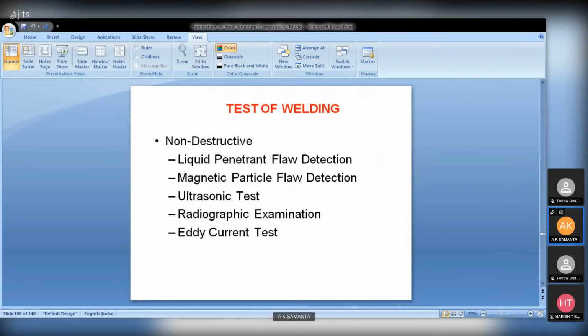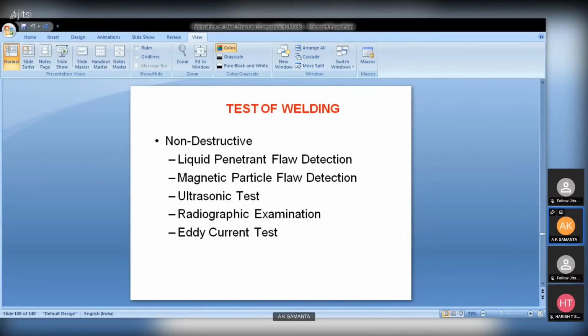Then we are coming to non-destructive test. Exactly in practice, first we will carry out non-destructive test, then we will carry out destructive test. But somehow in my presentation, I have described that first. Anyway, the sequence will be reversed.